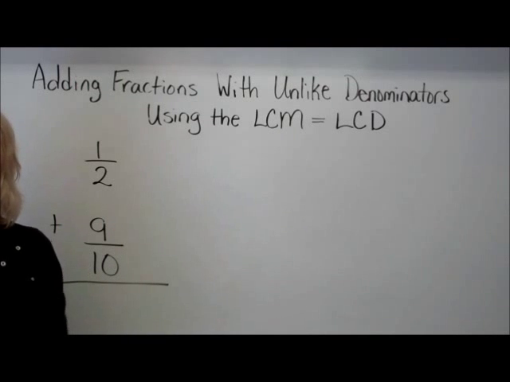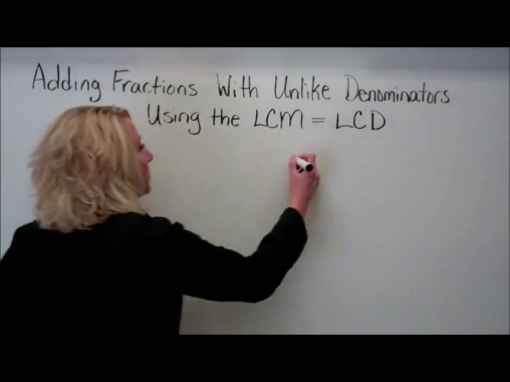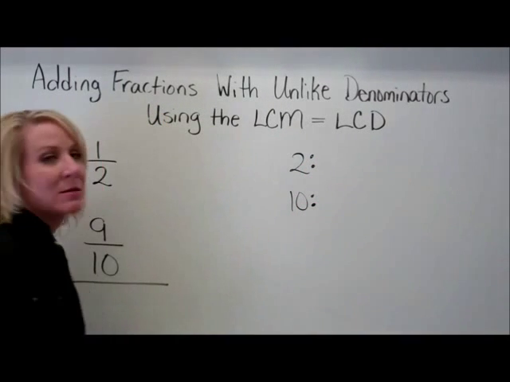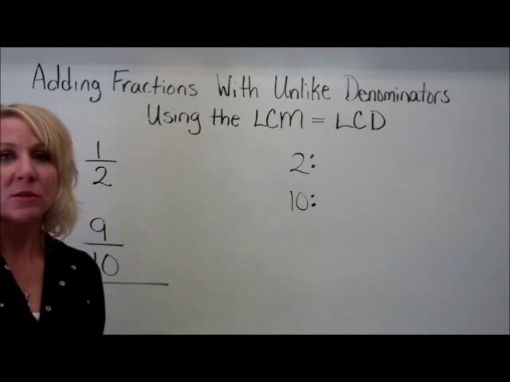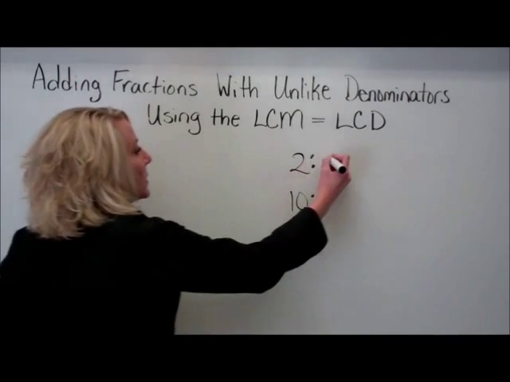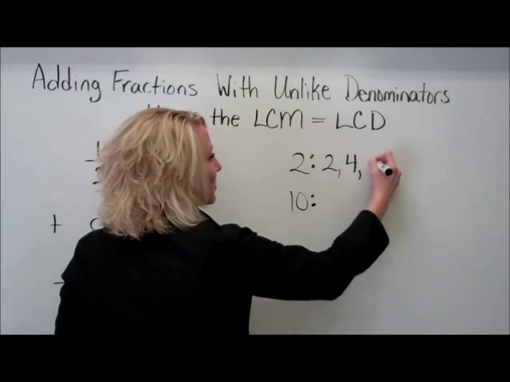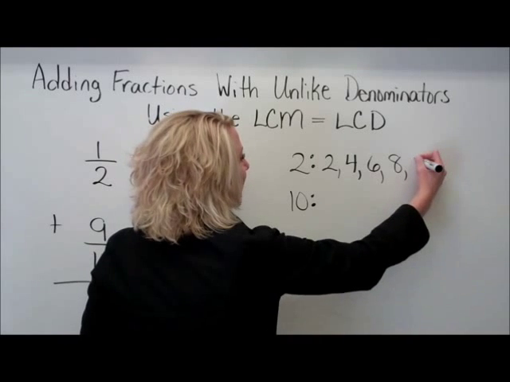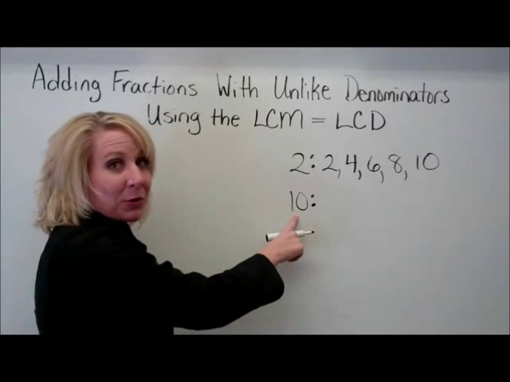Using the least common multiple, what we do is we take our two denominators, 2 and 10, and we list the multiples for each number. The multiples, again, are the answers to the multiplication chart, basically. 2 times 1 is 2, 2 times 2 is 4, 2 times 3 is 6, 2 times 4 is 8, 2 times 5 is 10. I can stop there because I see that I have the same number here.